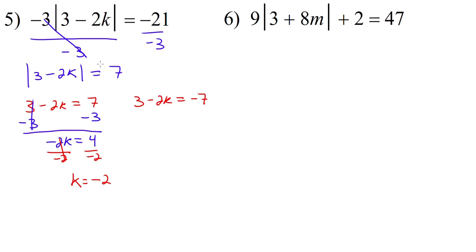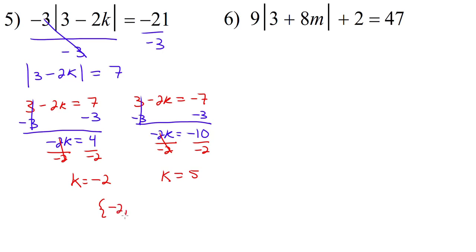In the second equation, again, we're going to subtract 3 from both sides. And we end up with negative 2k equals, this time it's a negative 7. So negative 7 minus 3, same sign, add them together. That gives us negative 10. Then again, we're going to divide both sides by negative 2. And that gives us our second solution, k equals positive 5. So our solution here is going to be negative 2 and positive 5.